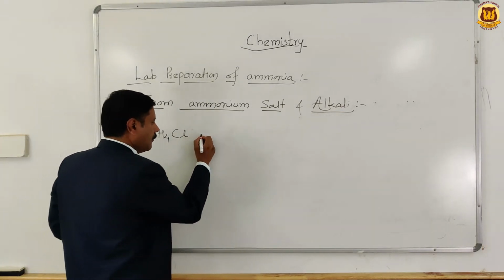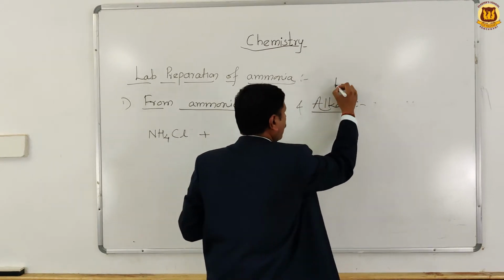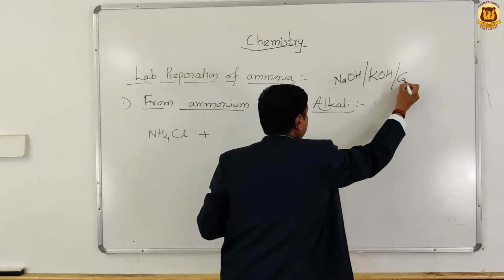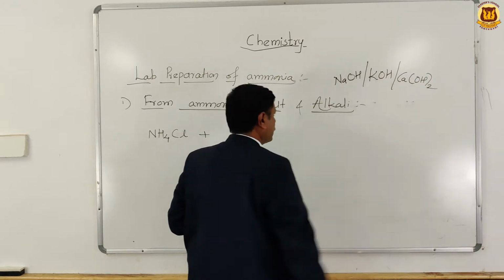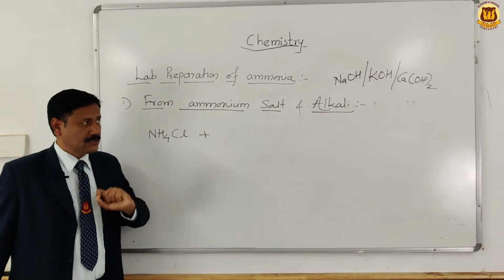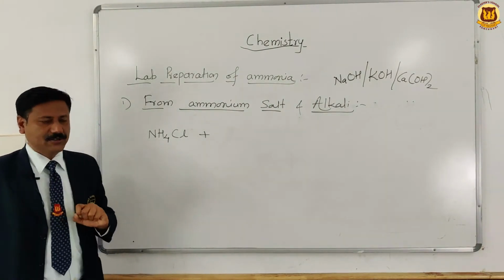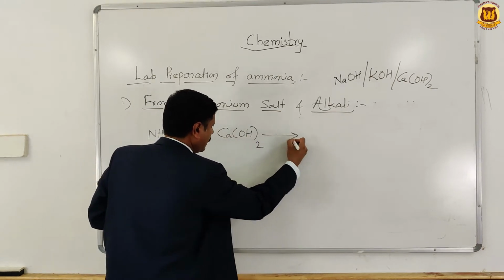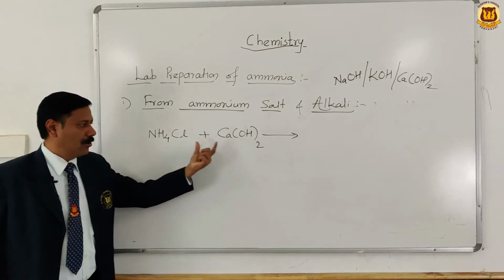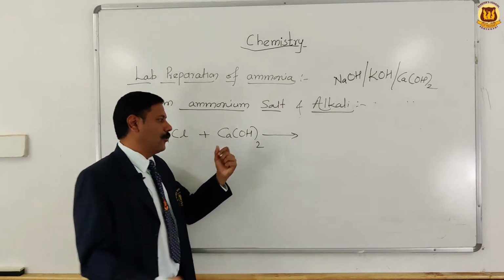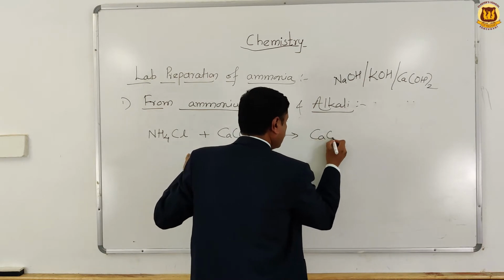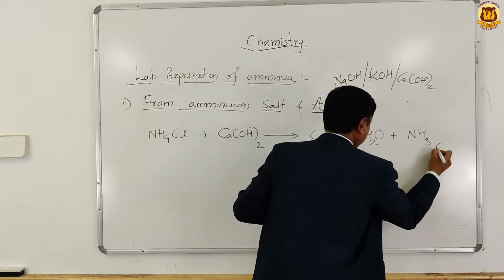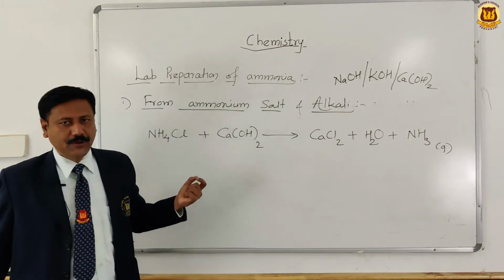Ammonium chloride plus alkali. It can be NaOH, it can be KOH or Ca(OH)2, calcium hydroxide. Now among these 3 alkalis, calcium hydroxide is used. Now when this ammonium chloride, ammonium salt, reacts with alkali, it forms the corresponding salt plus water plus ammonia gas. Salt, water and ammonia gas.